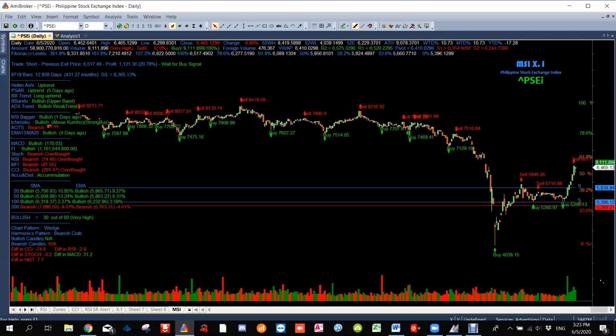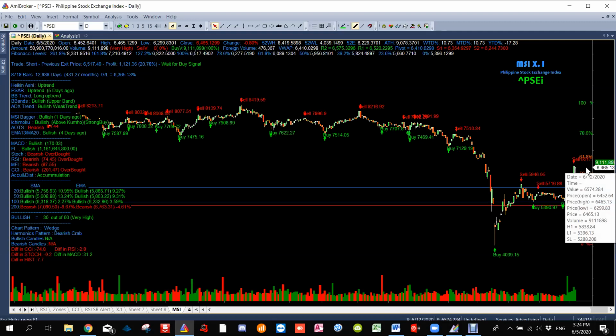Ibig sabihin, for the longest time na gumagalaw yung price action ng PSE, hindi niya nabi-break yung moving average 100 niya. So it was only yesterday na na-break niya yon. So today, nagkaroon siya ng retest na binalikan niya yung moving average 100 niya and nagpakita siya ng support doon. Okay? And it closed actually near to ating selling point at 6,500.